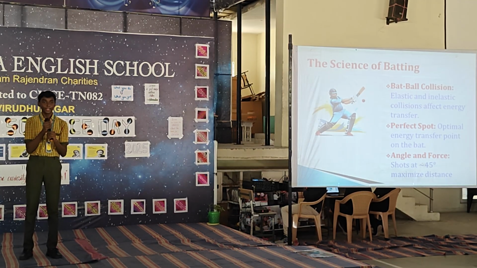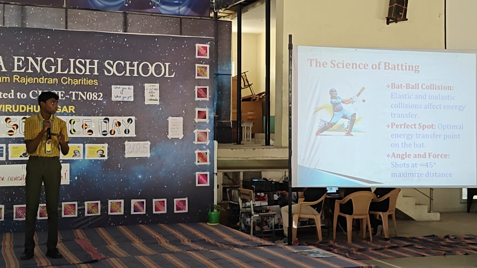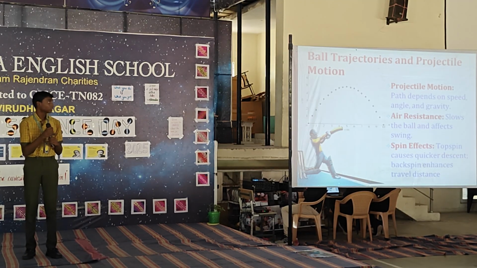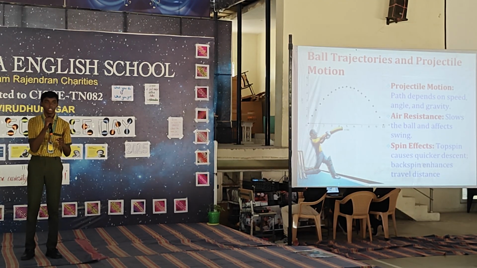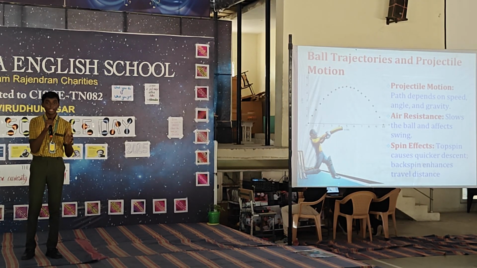Physics of batting. Bat and ball collision. Elastic and inelastic collisions affect the energy transfer. Then shot angle: a shot at 45 degrees reaches the maximum distance. Ball trajectories and projectile motion. The movement of the ball depends upon the speed, spin, angle, and gravity.